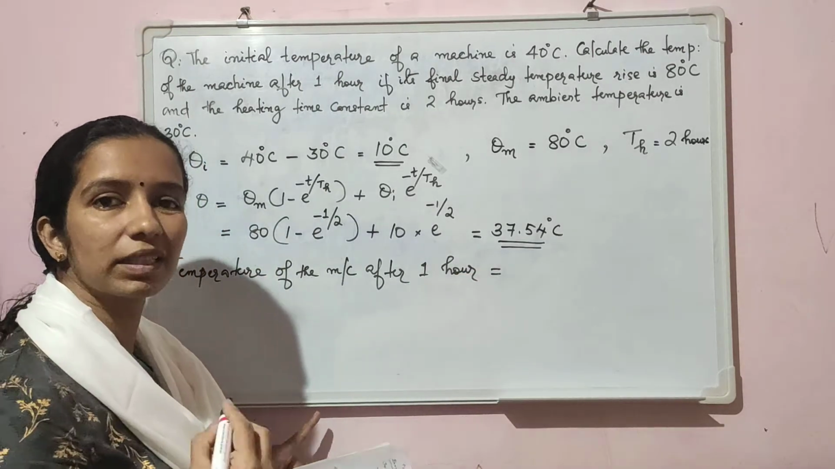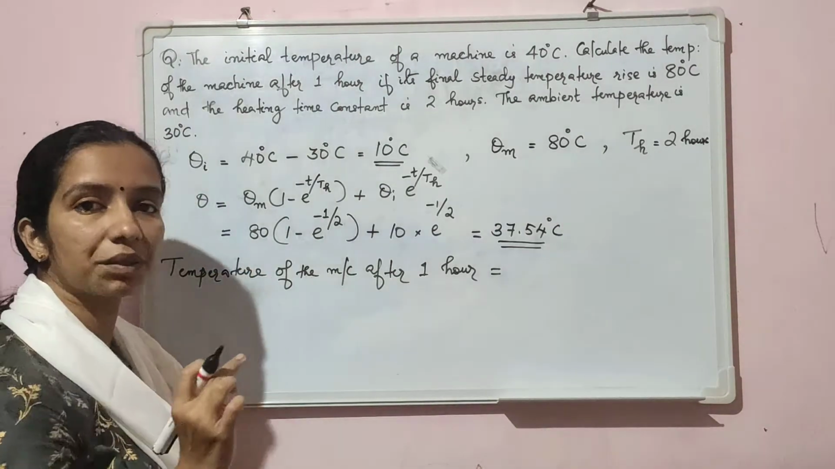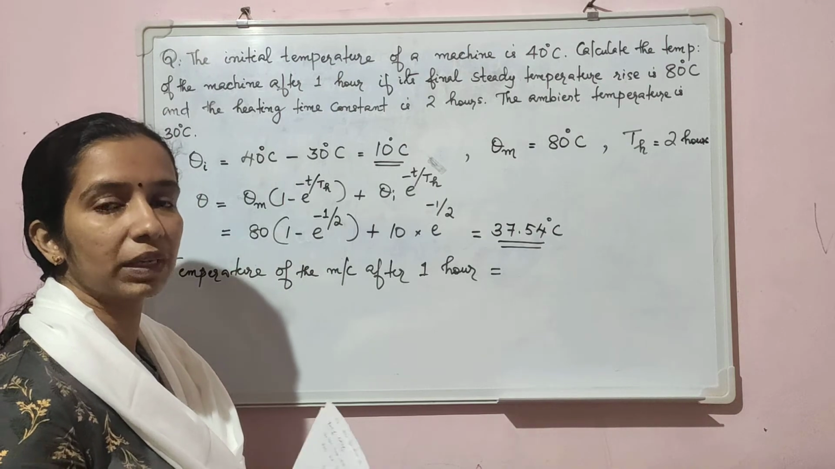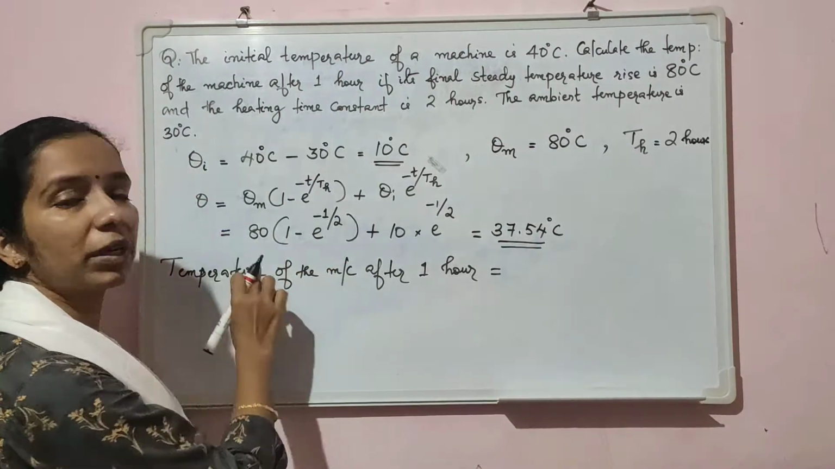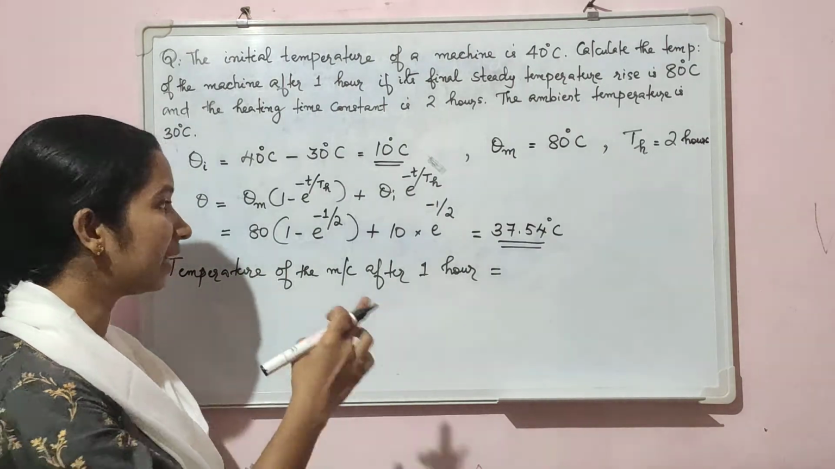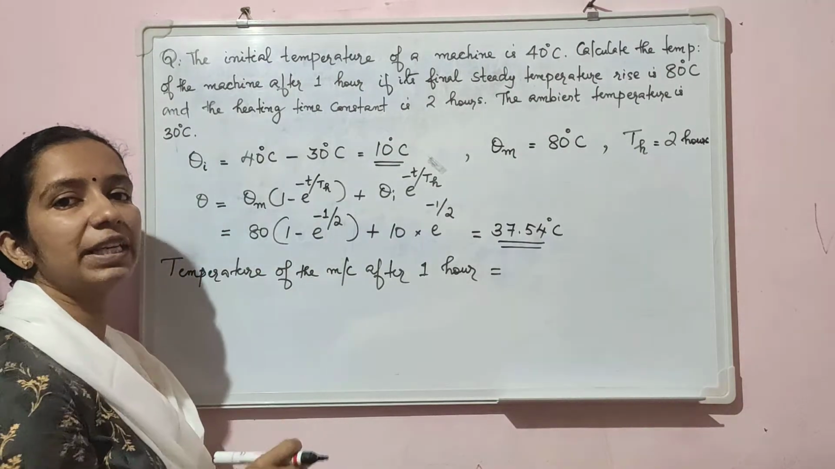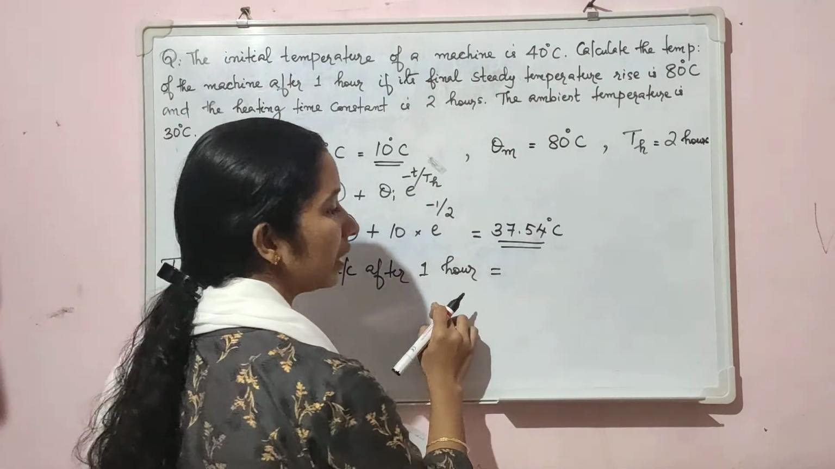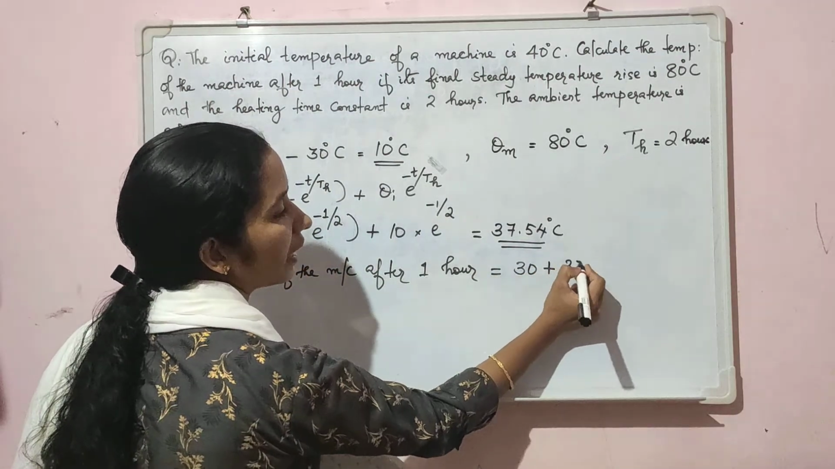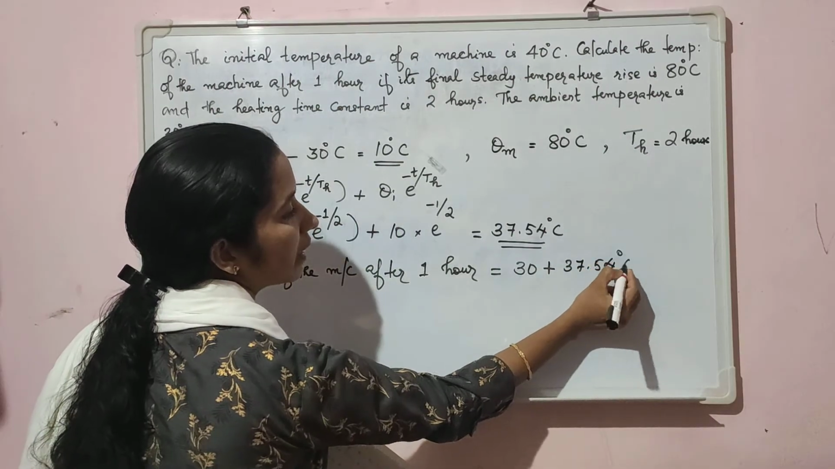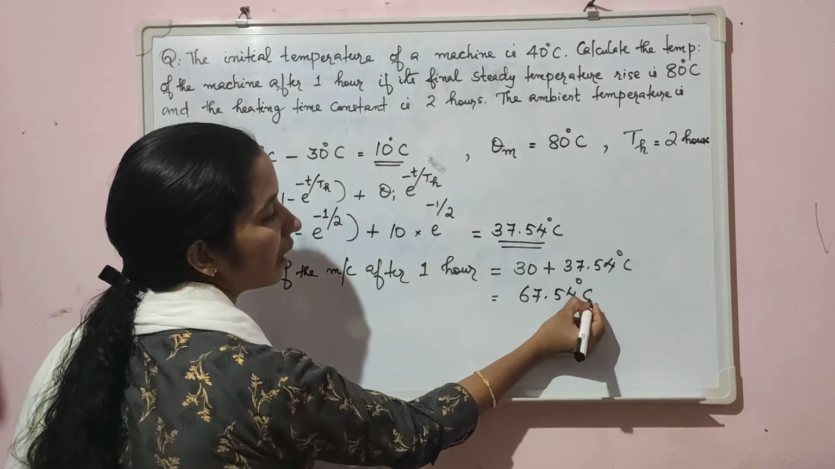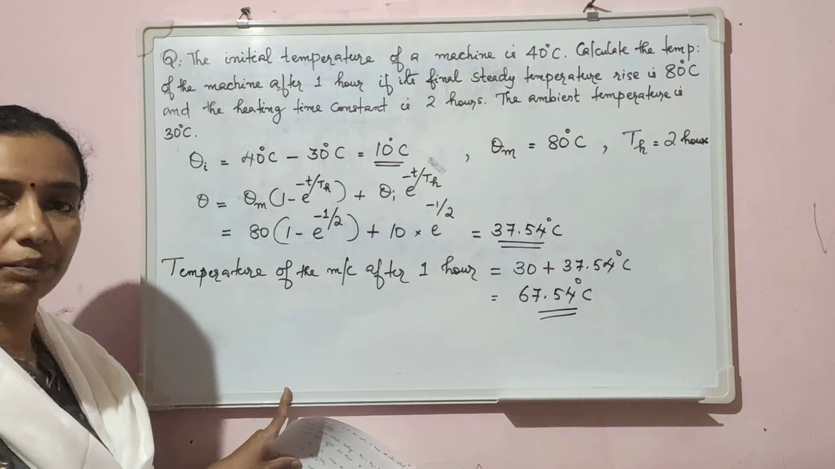So how will you calculate the temperature? So we have the temperature rise. Temperature rise means temperature above the ambient medium. So in order to calculate the total temperature of the machine, we have to add the temperature rise to the ambient temperature. So the temperature of the machine after 1 hour will be the ambient temperature plus the temperature rise, 37.54 degrees Celsius. The answer will be 67.54 degrees Celsius. So this is the temperature of the machine.